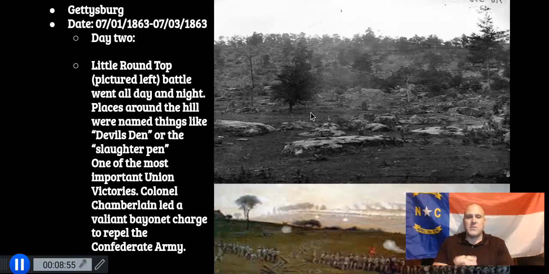This is where the big victorious charge of Colonel Chamberlain, they ran out of bullets up on this hill. This is Little Round Top, and they ran a charge down the hill and attacked the Confederates with their bayonets. Very, very popular in Gettysburg history.